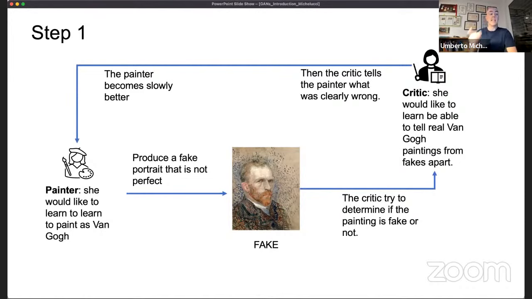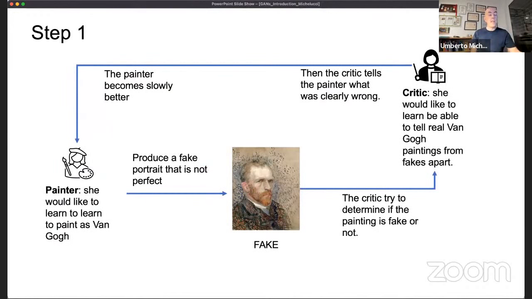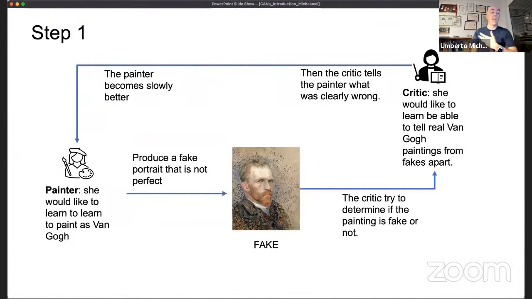Okay, and this is the first step. Now, of course, this kind of feedback helps only the painter, because only Susie can get better. But Mary, the critic, will not be able to get much better because nobody is helping her learn how to recognize real from fakes. So what Mary can do is train and try to understand what the differences are between real Van Gogh paintings and fake paintings, so paintings produced by someone else or that she knows are fake. She can try to learn the differences, maybe studying, maybe using different approaches. So in the first step it is the painter, Susie, who profits from it and gets better. And in the second step, Mary looks at real and fake paintings and tries to find out what the differences are, so that she can go back to step one and help Susie get better at painting fakes.